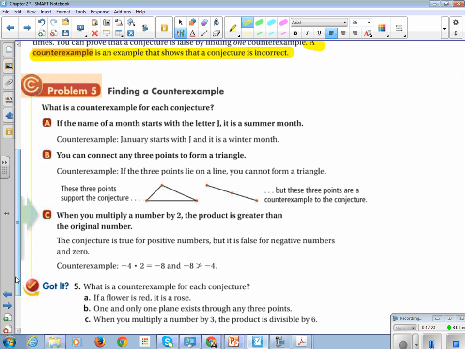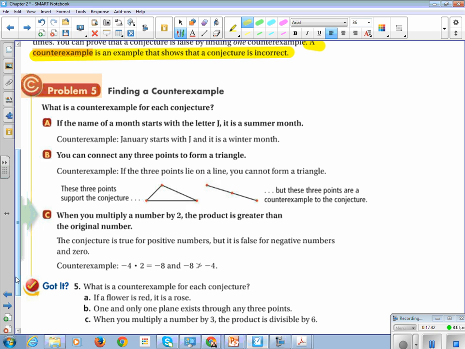If the name of a month starts with the letter J, it is a summer month. Counterexample is January. Starts with a J and it's a winter month. Unless you're in Australia and then it's the opposite. So it's winter. But then June would be the winter month.